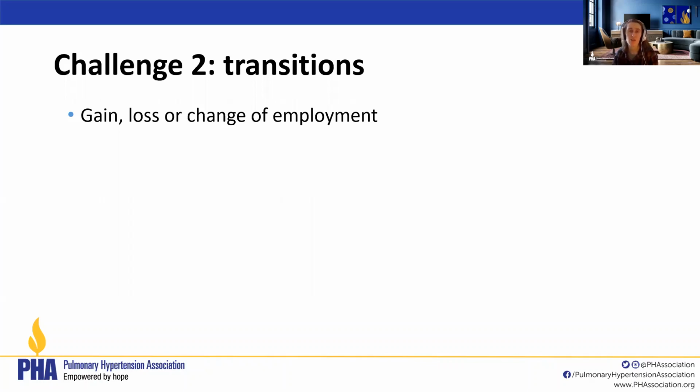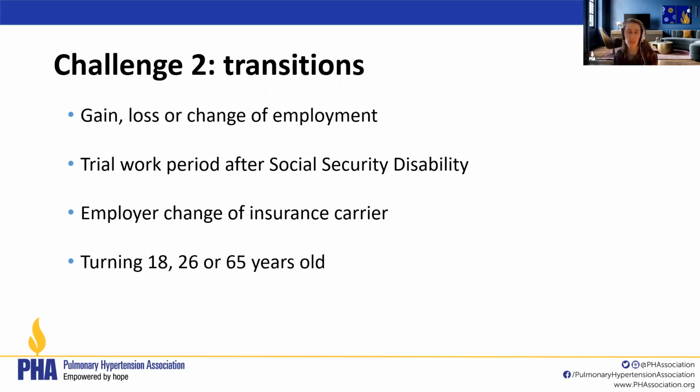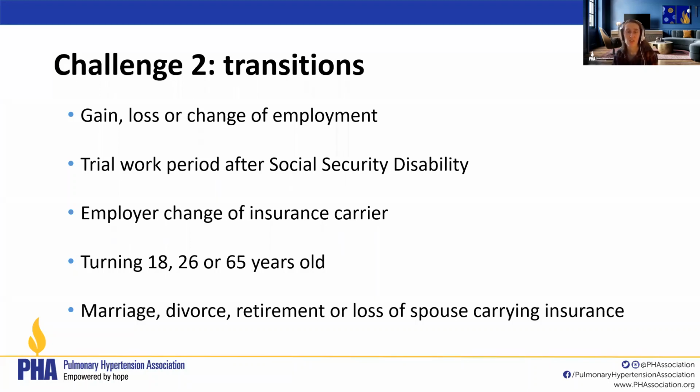But broadly, transitions could be any gain, loss, or change of employment, a trial work period after you've been on Social Security disability, or an employer change of insurance carrier, so that if your employer themselves are the ones changing the insurance company for whatever reason. Age related, if you're turning 18, 26, or 65 years old, that's going to trigger a transition in insurance source. And then finally, family related things: marriage, divorce, retirement, or loss of a spouse who carries insurance. So I'll pause there for a moment just in case anyone's got questions on those. And I can always come back to the slide if people do have questions.